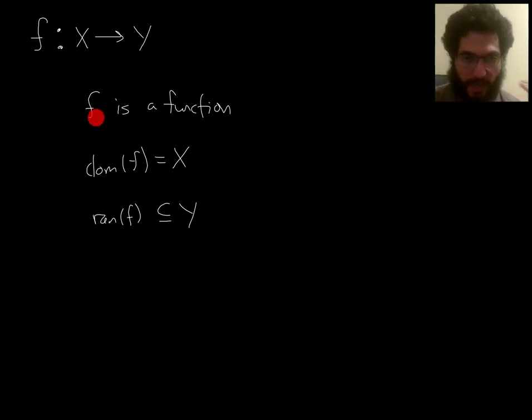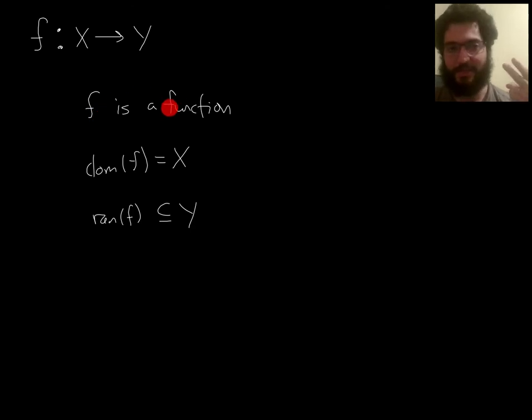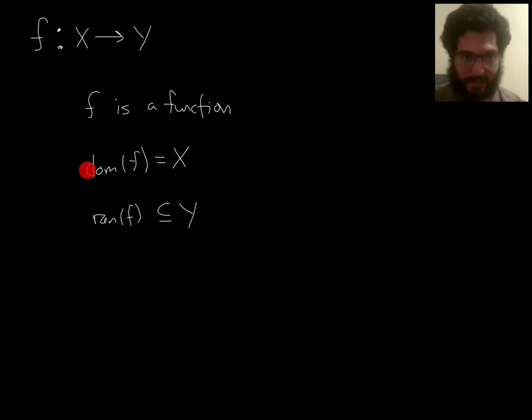So it says f is a function, which itself means two things. F is a set of pairs, and it satisfies that for all x, y, z function condition. Secondly, f maps x to y means the domain of f is x. And thirdly, it means the range of f is a subset of y.